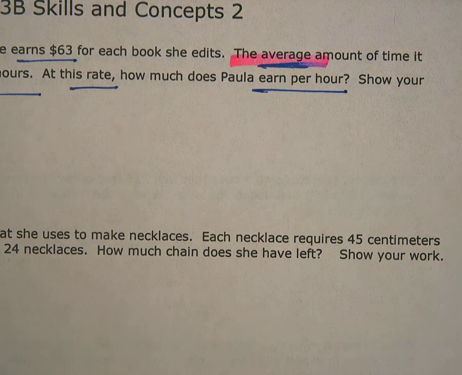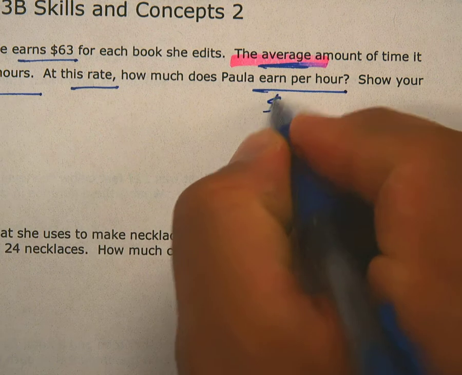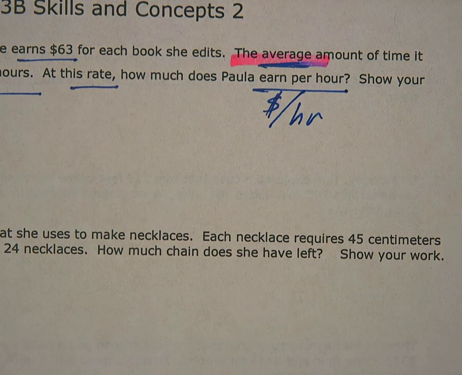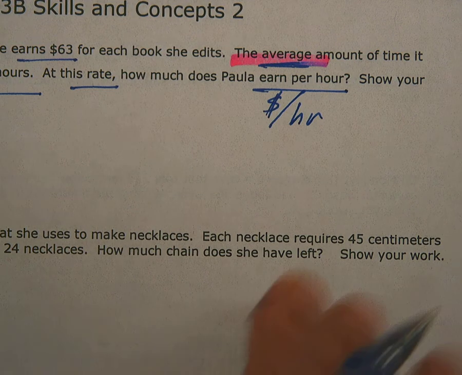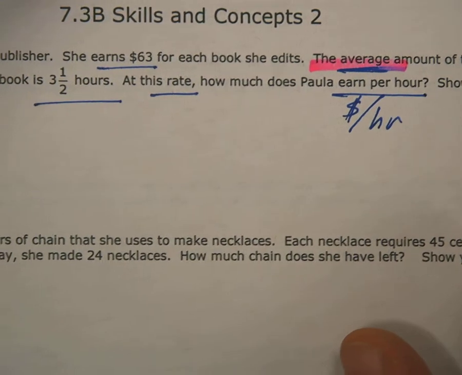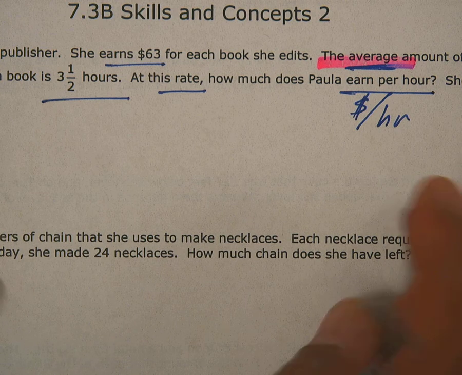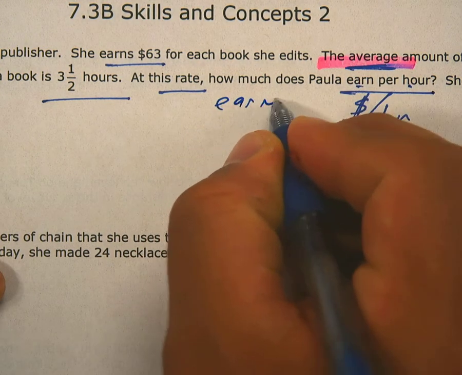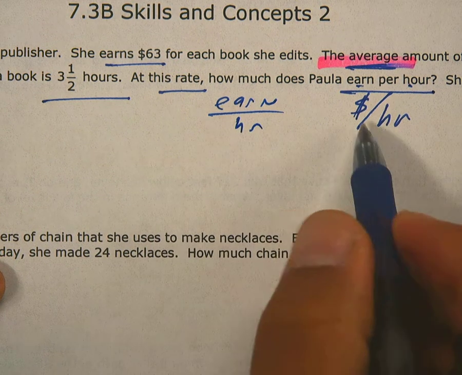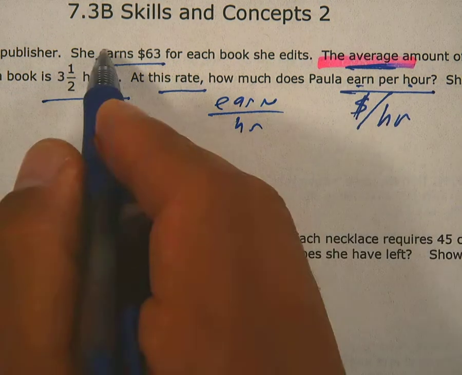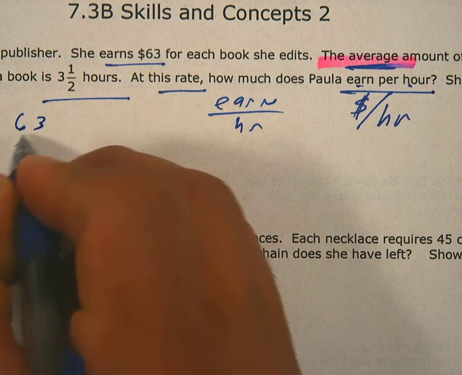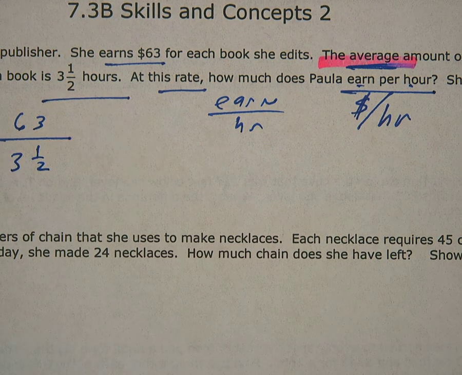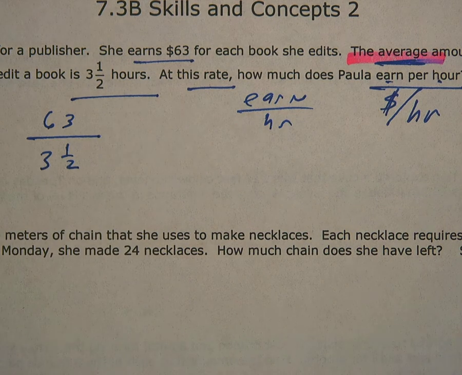You see, it tells you earn. Earn is money per hour. So how much does she earn per hour? Por hora. So look at the two numbers given to you. One is the earns per hour. So we're gonna have to have earn on top and hours at the bottom. Money over hours. So obviously I'm going to put the 63 and at the bottom I'm going to put the 3.5.